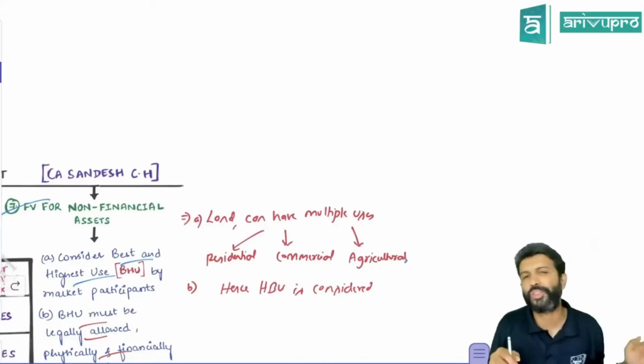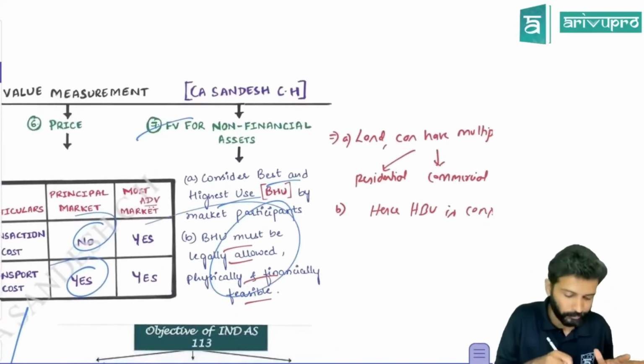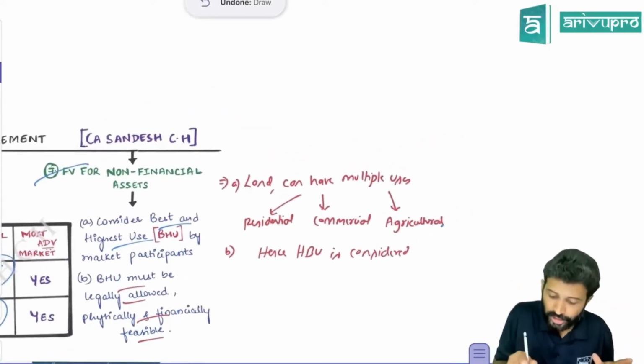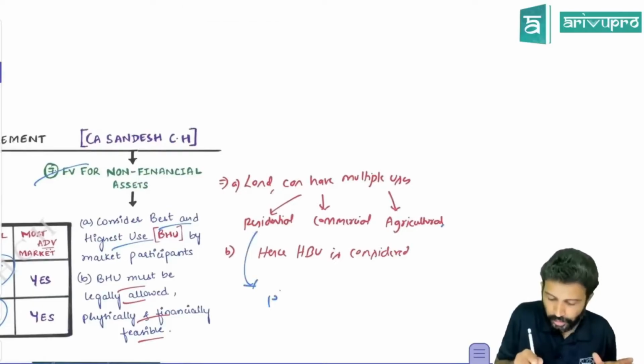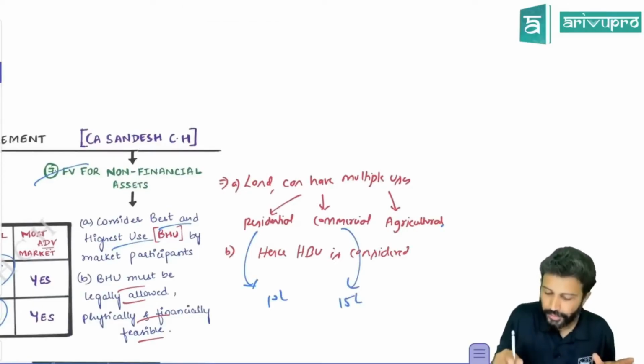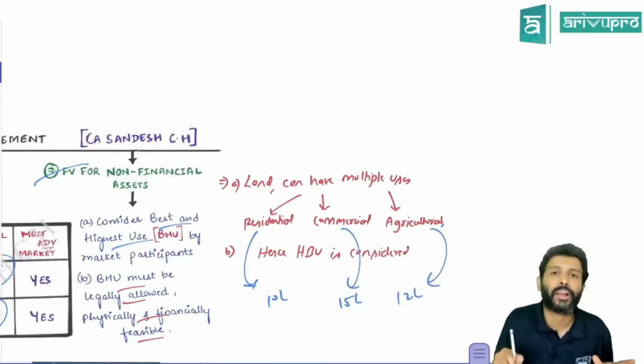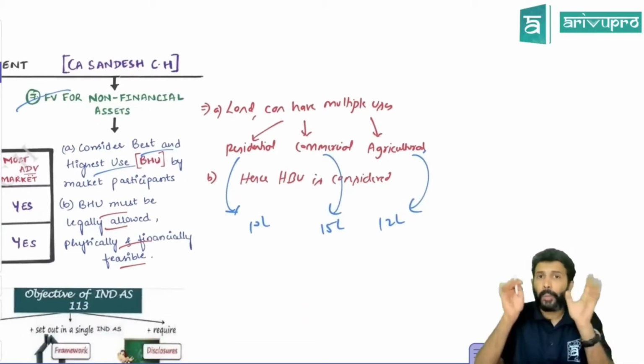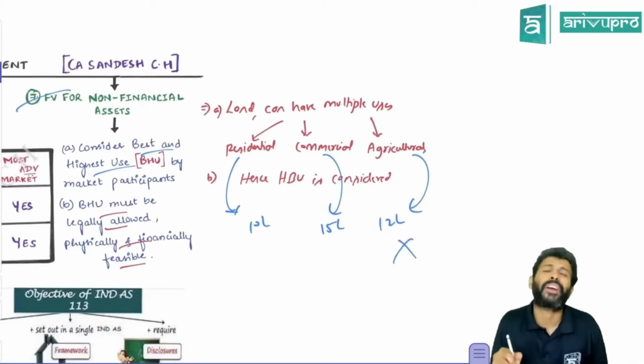But this highest and best use must be legally and physically possible. Okay. Now let's say the highest use is commercial purpose. If you use it for residential purpose, you will get 10 lakh. For commercial purpose, you will get 15 lakh. For agricultural purpose, you will get 12 lakh. But sir, you are operating in one area where you cannot use it for agricultural purpose.